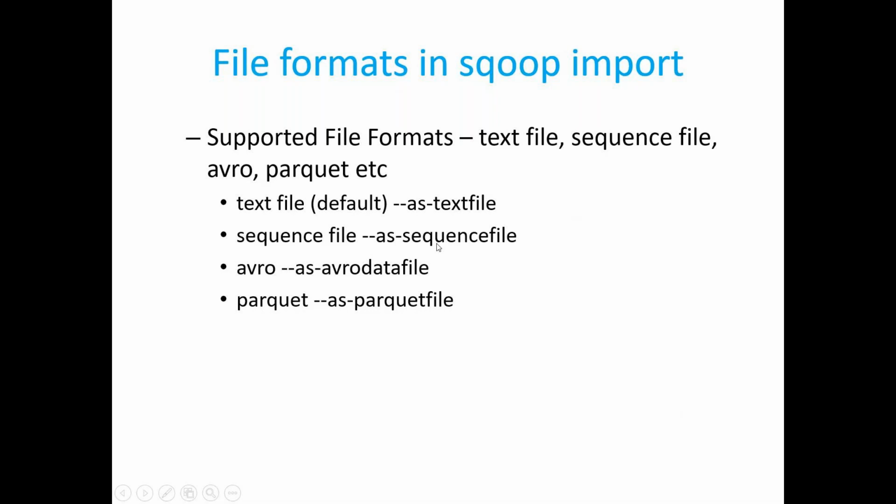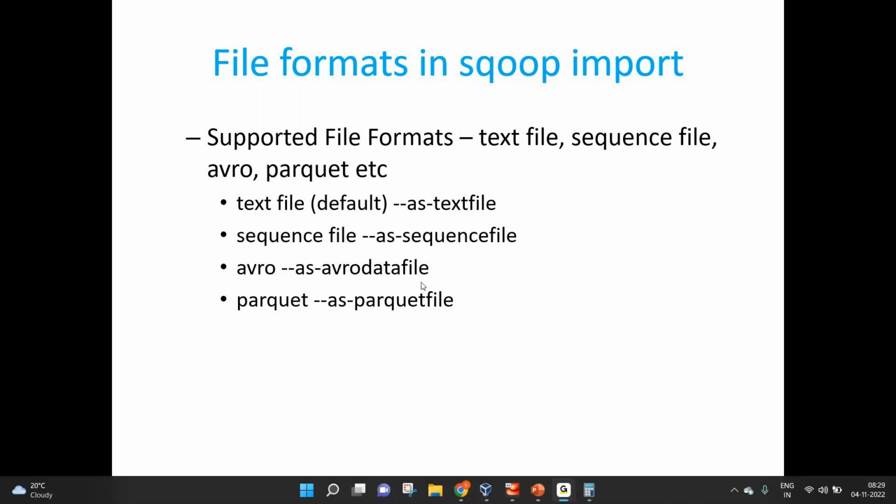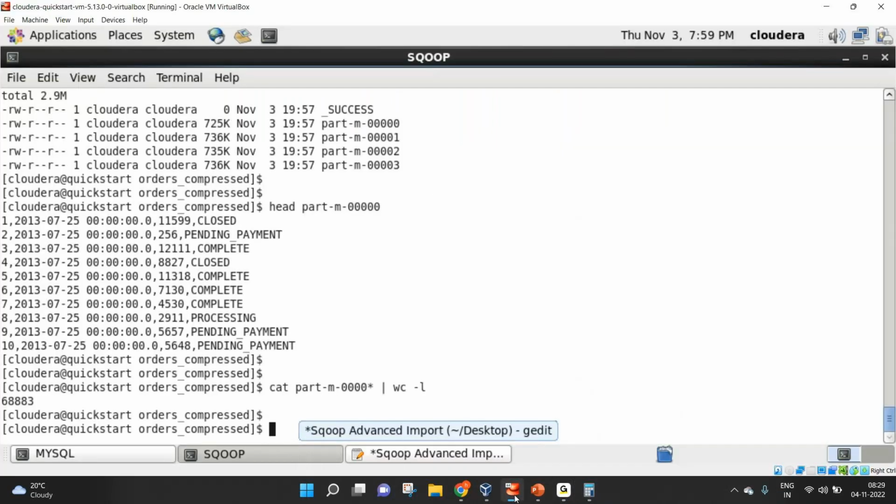For now, we will not get into the internals of these file formats. We will see how to use a specific file format. Whether you mention it as hyphen as text file or not, by default the text file format is used to perform the import operation. Now let's use a different file format. Let's say I would like to import my data by using sequence file format. And how to see the list of all the supported file formats, I'll show you now.